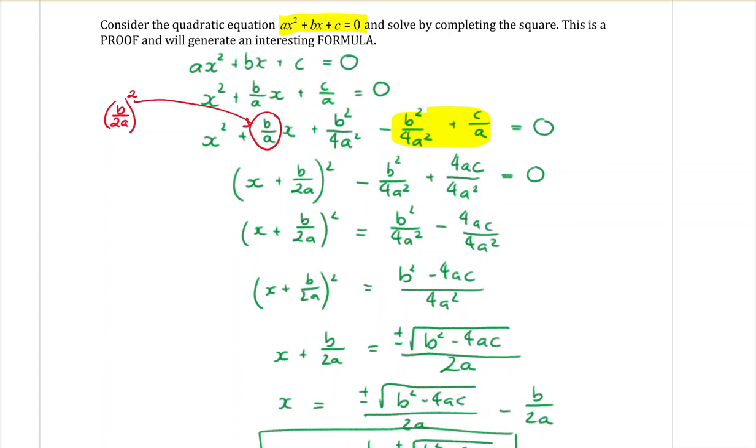Lily? If it doesn't have an a... Are you doing the examples already? No, I'm curious. If there's no number in front of the x squared, is that what you mean? It'd be a 1. Yeah, if there's no number there, it'd be a 1. But we'll do that when we get to the questions.